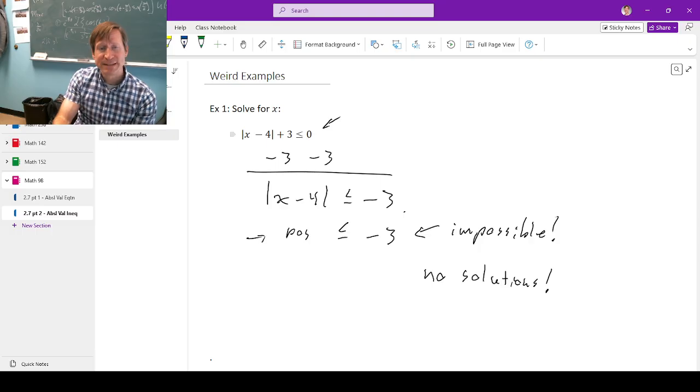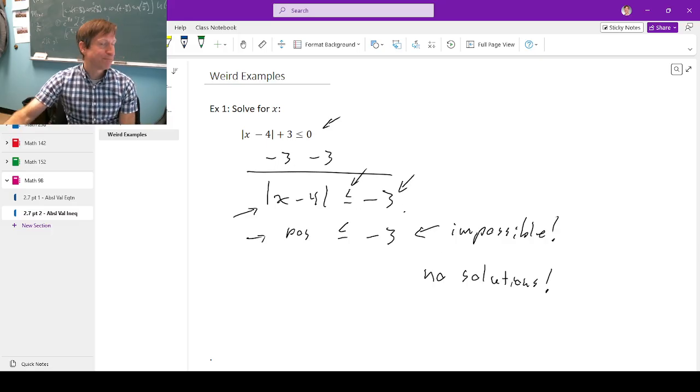All right? That happened because when we isolated the absolute value, we had a negative on the right-hand side, and also because this inequality was less than or equal to. So with the absolute value on the lesser side and a negative on the other side, that's impossible.